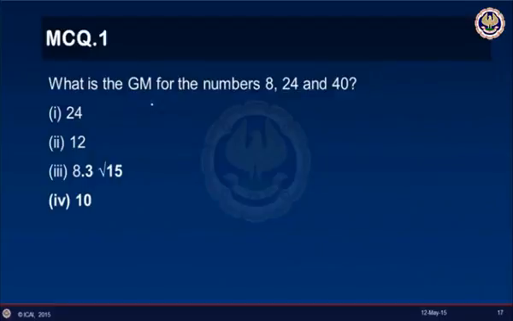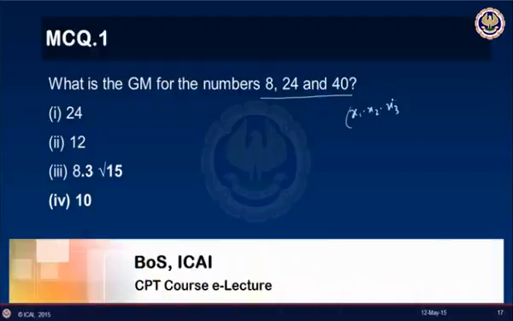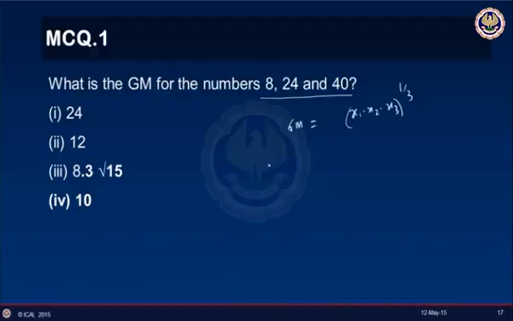What is the GM of the numbers 8, 24 and 40? Now, you know this formula very well. The geometric mean of three numbers x1, x2, x3 is (x1 into x2 into x3) whole to the power of 1 by 3. Now look at this example: 8 into 24 into 40, whole to the power of 1 by 3.